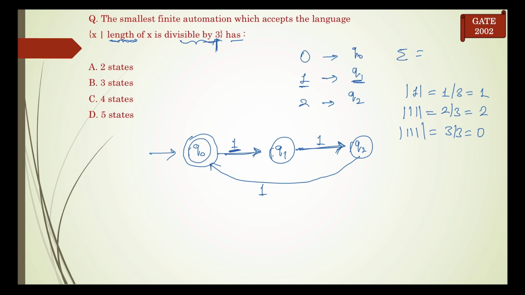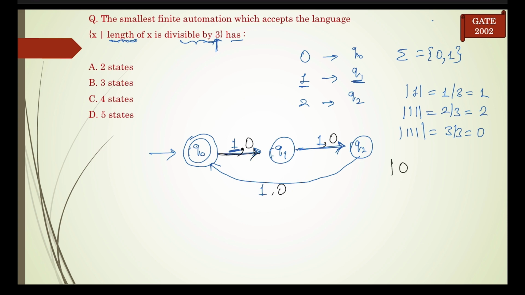Or you can consider the input symbols as 0 and 1 also. So in that case, what will happen? You can pick either 0 or 1. Suppose I picked 0. Next you can again pick either 0 or 1. Suppose I picked 1. Then again I picked 0. So length is 3 and 3 divided by 3 is 0, so you should reach Q0. So the correct answer is 3 states.